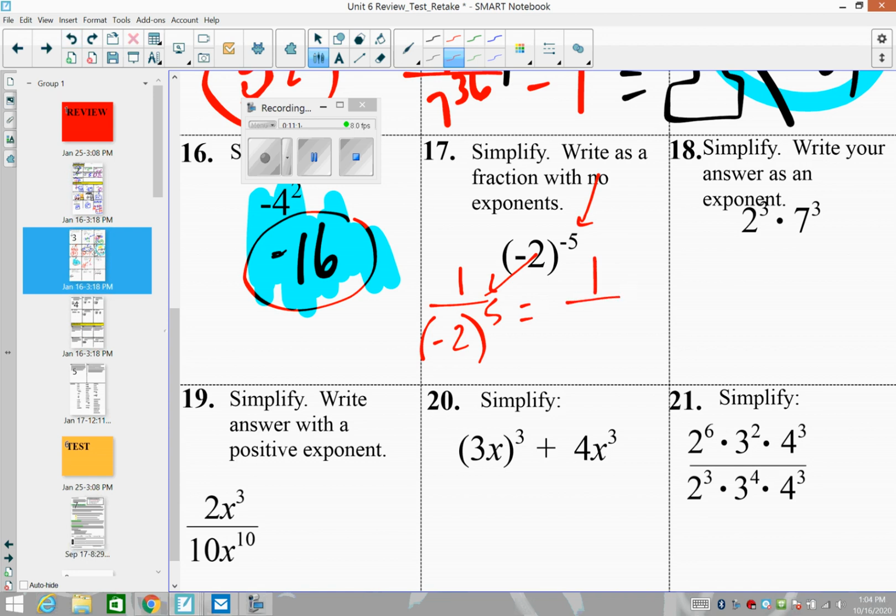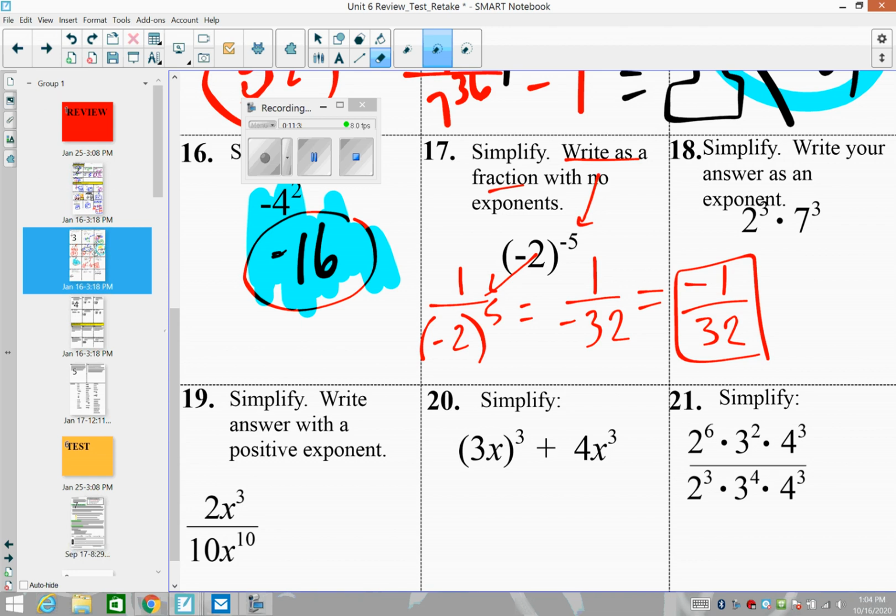1 over negative 32. Now, as a math teacher, I prefer my negative in the numerator. Notice the exponent. There's not an exponent that's negative here. The integer is negative. So negative 1 over 32. It says to write as a fraction, no exponents. All right, cool. I'm going to have to erase that so I can go to the next question.